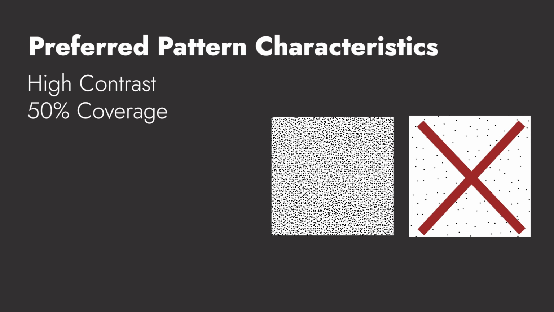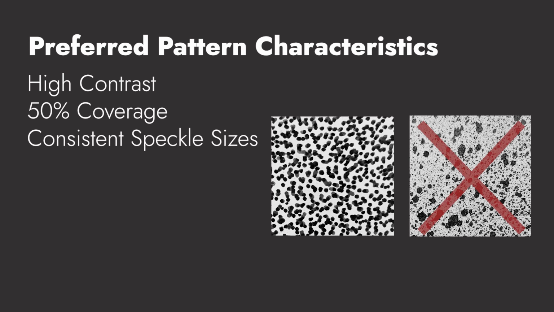50% coverage. A good pattern has roughly equal amounts of white and black on the surface. For example, if the speckles are 5 pixels in size, they should be approximately 5 pixels apart from one another. Consistent speckle sizes. Ideally, speckles should be 3 to 5 pixels in size to optimize the spatial resolution, but the most important thing is that the speckles are consistent in size and not too small. Less than 3 pixels in size is too small and can cause aliased results.